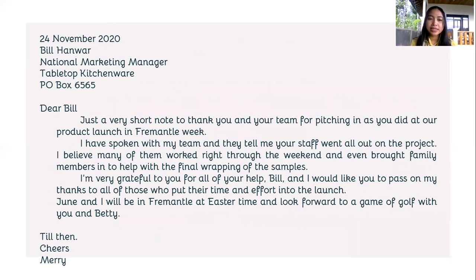And here is the example. You start with the date and also the name, and also what you want to talk about in the letter, in the body of the letter, and then with a good conclusion that is relevant to the introduction and also the body of your letter. Okay, I will read the letter.